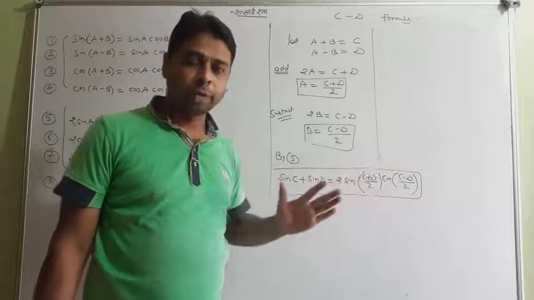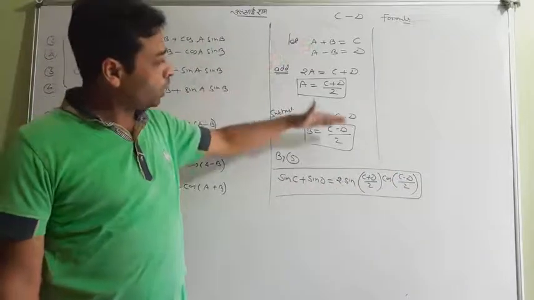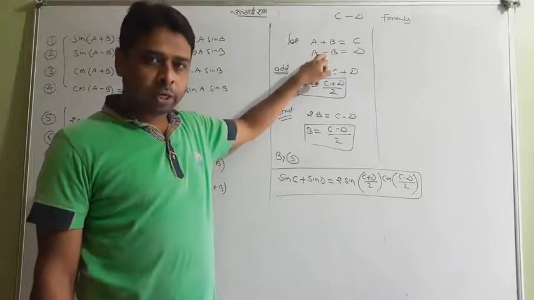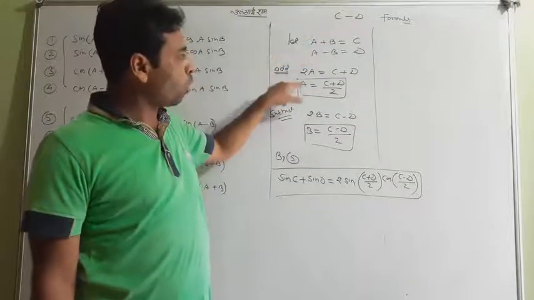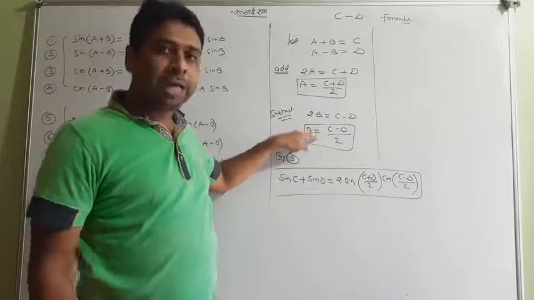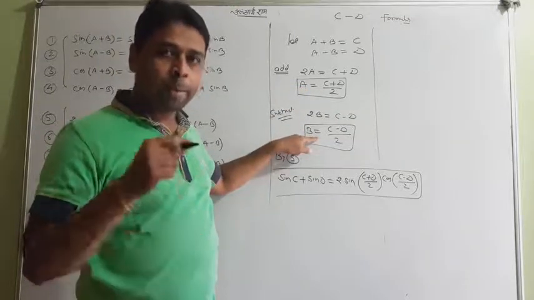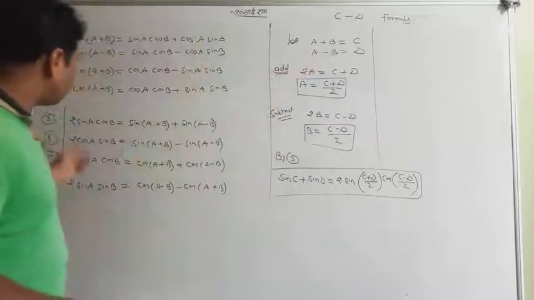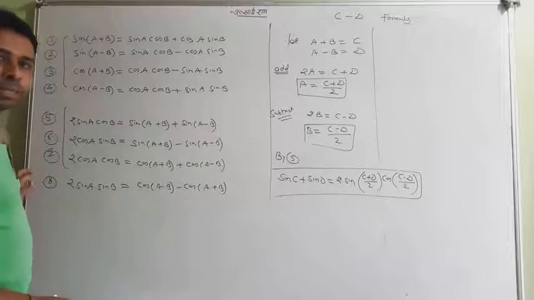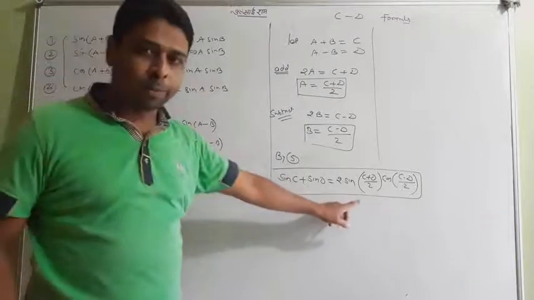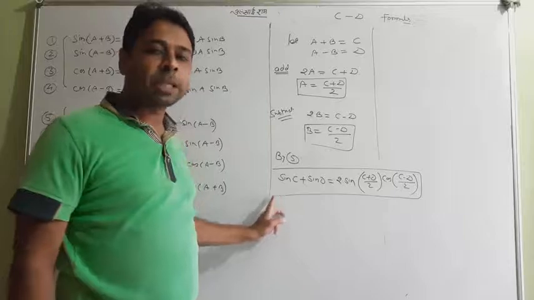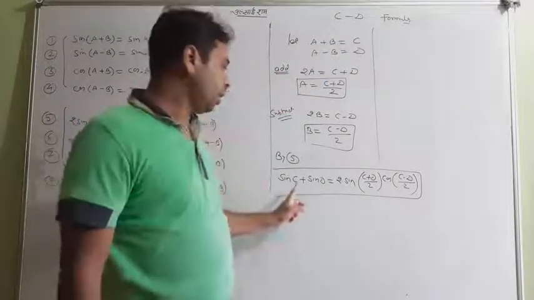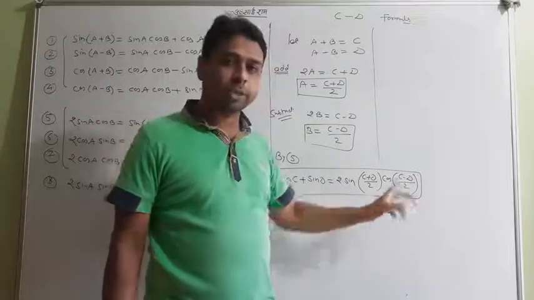Actually, what I did here, I assumed A plus B equal to C, A minus B equal to D. Based on both these two, I got a value of A, I got a value of B. Now I have the values of A, B, A plus B, A minus B, and all the values I will substitute in 5, 6, 7, 8. So by 5 we have got the formula. Now you can read the formula: sin C plus sin D. That's why it is called CD formulas. This is 2 sin C plus D by 2 cos C minus D by 2.